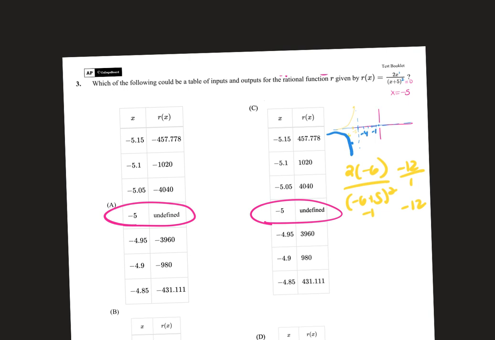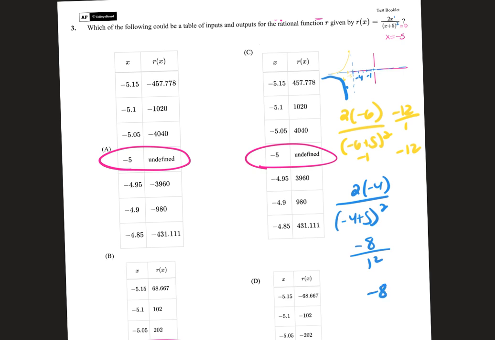And then if I wanted to plug in something like a -1 over here to see what's happening, or even -4 to see what's happening as it's getting closer, 2 times -4, and then -4 plus 5 squared, -8 over 1 squared, so that's -8. So this is also below my horizontal asymptote. So in both directions, I need my arrows to be pointing down.